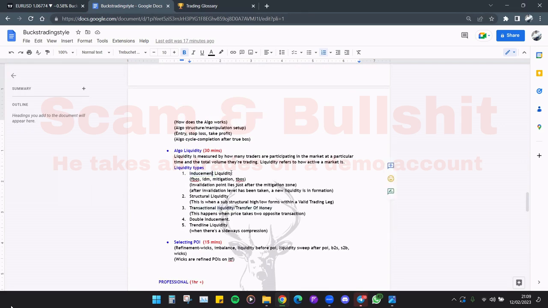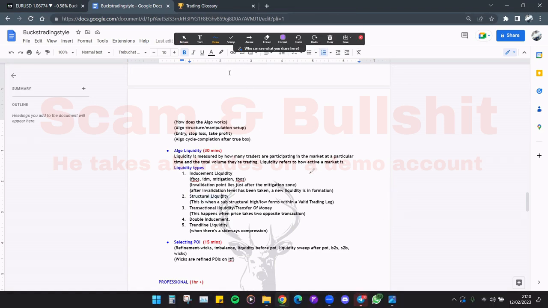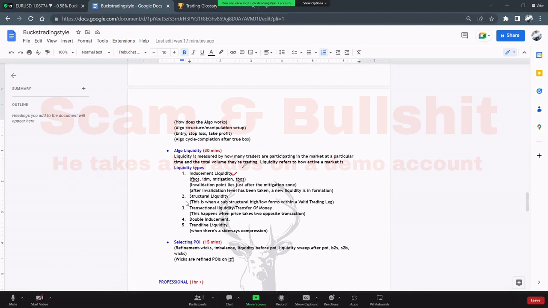For the inducement liquidity, give me like 10 examples of inducement liquidity, right? With all of the markups: the fake BOS, the inducement, mitigation, true break of structure, okay? Then for the structural liquidity, give me five. So you give me 10 ILQ, 5 SLQ, 5 TLQ.